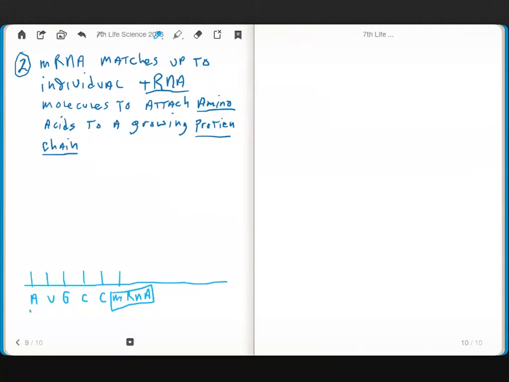Every 3 nitrogen bases is called a codon. Codon. Write that down. Does your book talk about codons? No? Okay. Well, you'll learn about them when you get to high school. You'll want to remember that. So, if this is, I'm going to just move this label here.